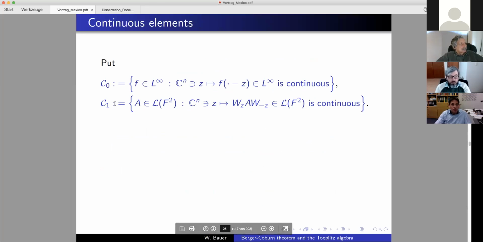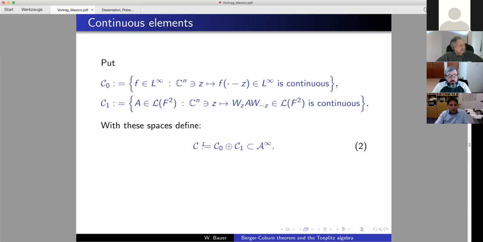And now I look at two C-star algebras. The first one is denoted by C_0. This is a C-star algebra of bounded functions, inside L infinity. I consider such functions which have the property that this shift here is continuous with respect to the sup norm. And then I look at C_1, which is an algebra of operators on the Fock space, consisting of all operators such that this map here is continuous with respect to the operator norm.